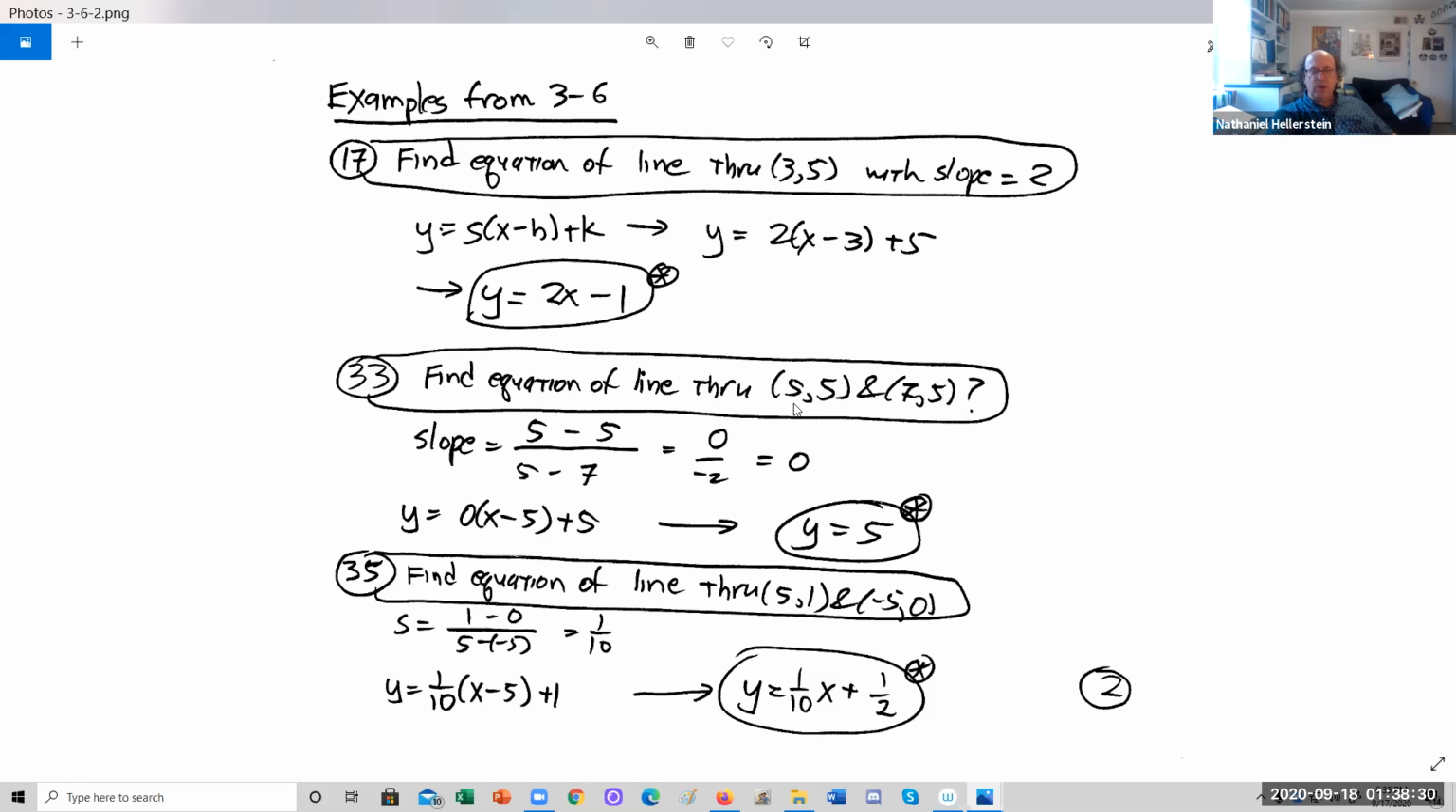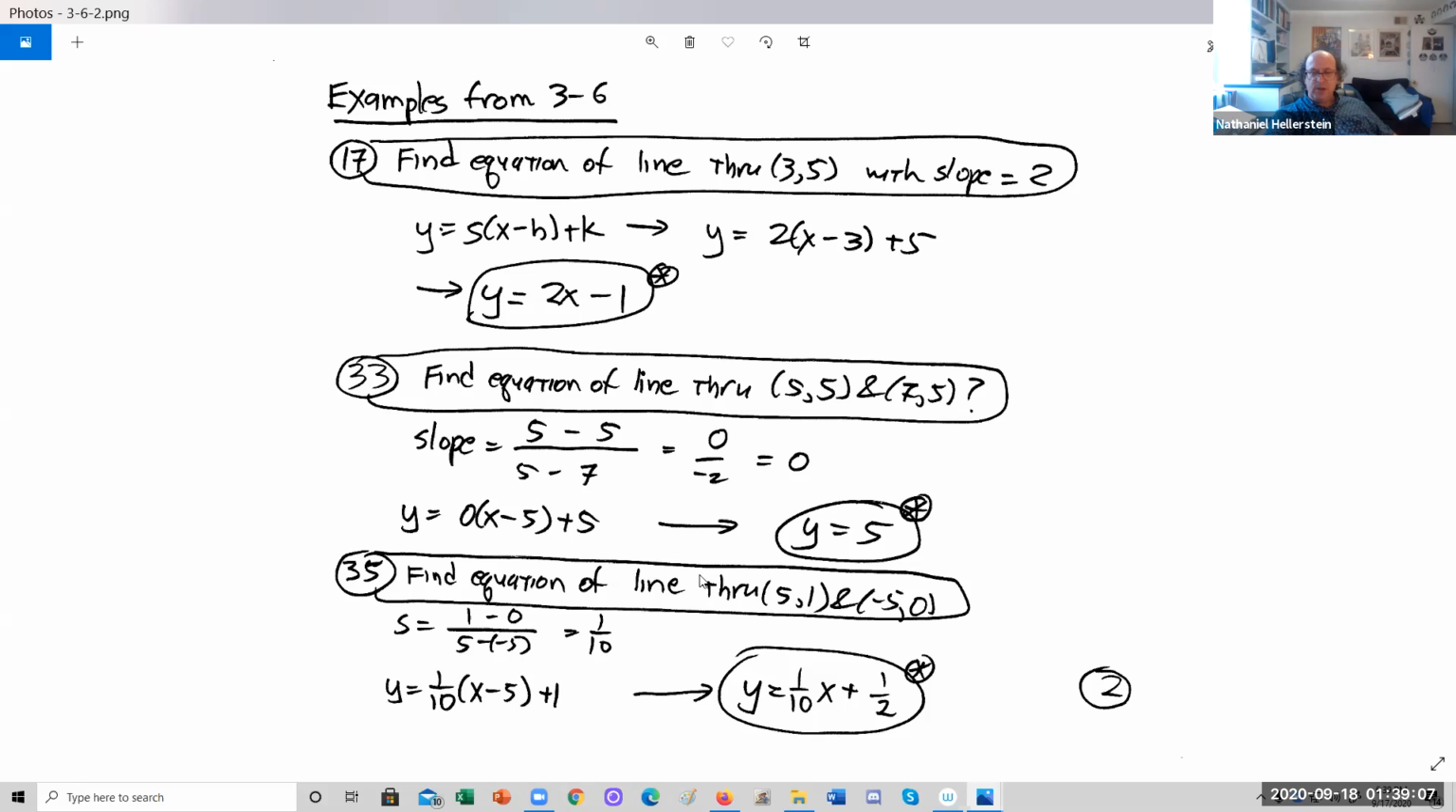Here we have an equation of a line through (5, 5) and (7, 5). The slope is the change in y, 5 minus 5, over the change in x, 5 minus 7. And that's 0 over negative 2, which is 0. Zero slope, therefore a horizontal line. Taking, say, the point (5, 5), y equals 0 times (x minus 5), all that plus 5. 0 times (x minus 5) cancels out, and you get the equation y equals 5. That makes sense. y is 5 here, and it's a constant.